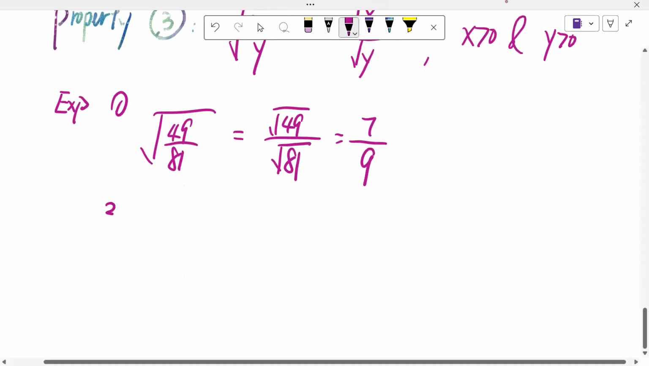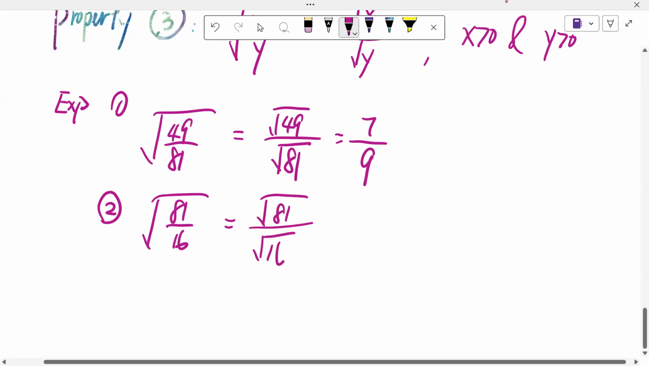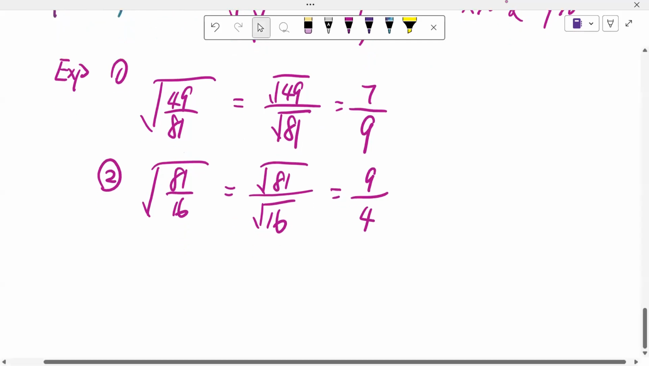Second one, let's say we get the square root of 81 over 16. Very similar, right? Split up as the square root of 81 over the square root of 16. They're both perfect numbers. So the square root of 81 is 9, the square root of 16 is 4. Now let's take a look at a little bit more sophisticated ones, right?